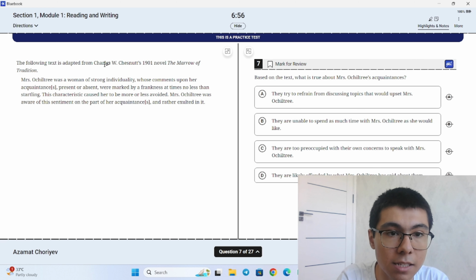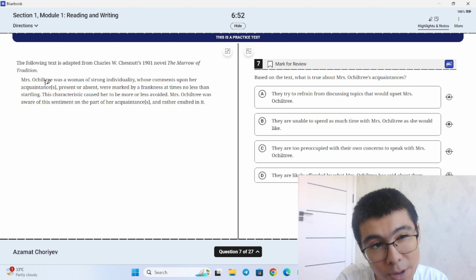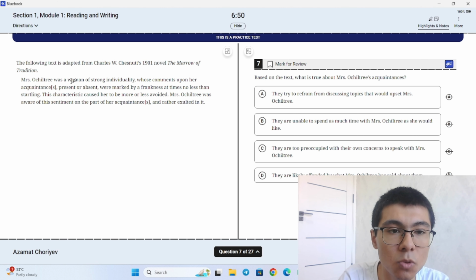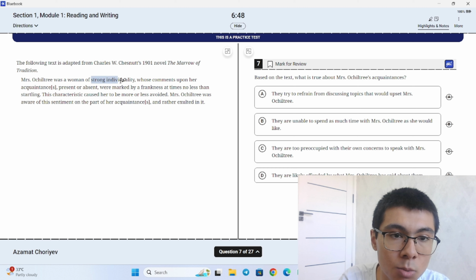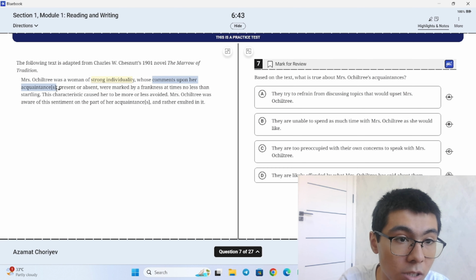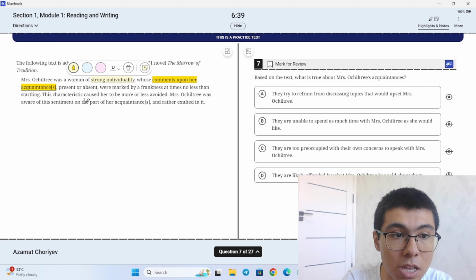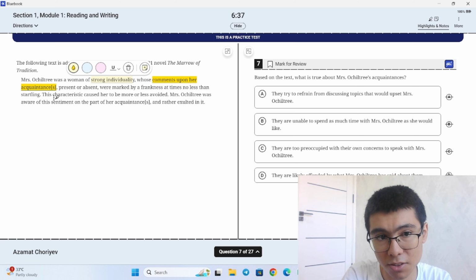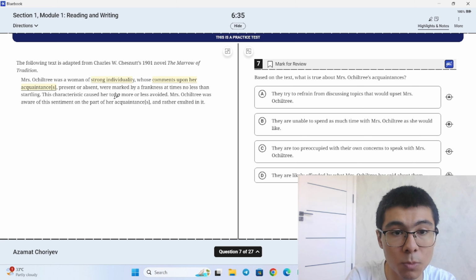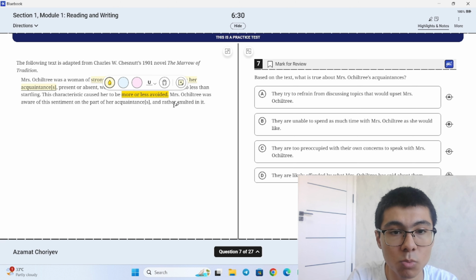Okay, this text is adapted from The Moral of Vision. I'm not going to bother myself reading those names. Was a woman of strong individuality whose comments upon her acquaintances, present or absent, were marked by frankness at times no less than startling. This characteristic caused her to be more or less avoided. Miss Chelsea was aware of the sentiment on the part of her acquaintances and rather exulted in it.